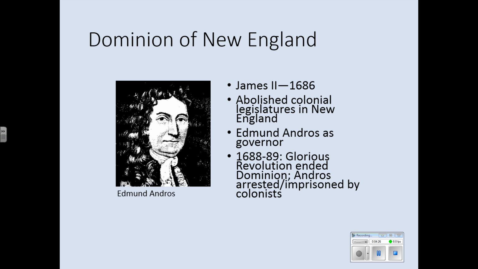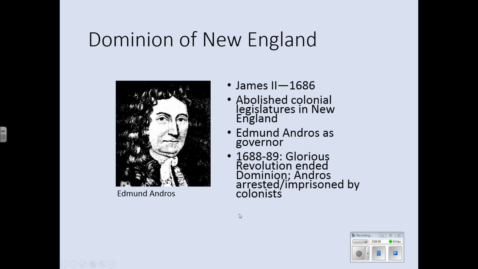But James was a Catholic. And not only that, in 1688, his Catholic wife gave birth to a baby boy. And that offered the possibility of a long line of Catholic kings, and the Anglicans in England were simply not about to tolerate that.